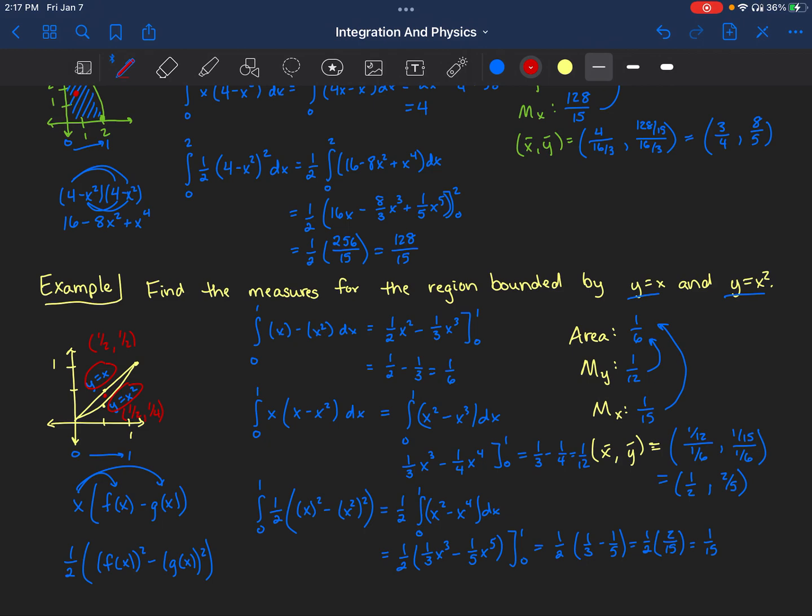Hopefully this does help you get across what all your formulas are, because again, this is the real calculus stuff.